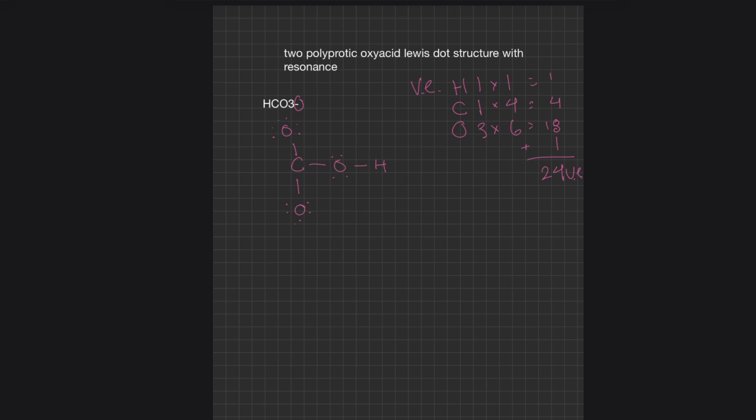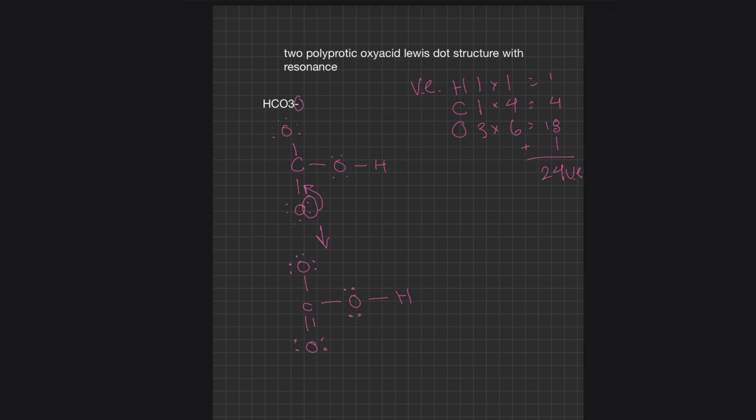But this C does not obey the octet rule, so we do have to fix that. So we're going to be moving one of our O's into there to create our double bond, so we can obey the octet rule for C. So let me just wait. I'm going to redraw this here. And the O on the right will stay the same, as that one already obeys the octet rule. The H doesn't have to obey the octet rule.